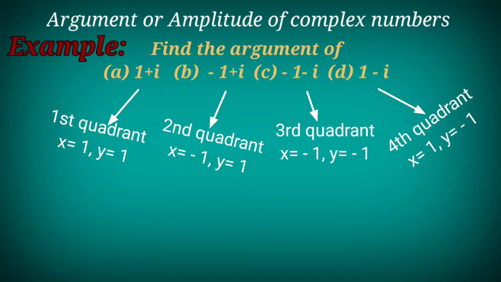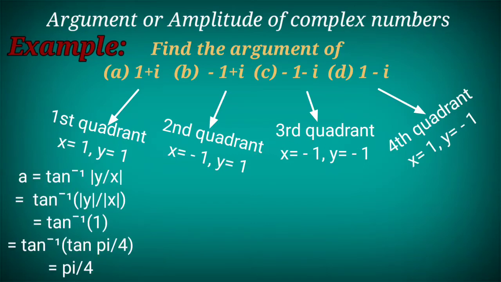And we know that if we want to find our alpha, that is equal to tan inverse mod y by x. That means we don't have to take the sign for that. Sign is only here to determine in which quadrant the point will lie. So we will get our alpha as tan inverse mod y by mod x, which is nothing but tan inverse 1 by 1, that is tan inverse 1, which is nothing but equal to pi by 4.